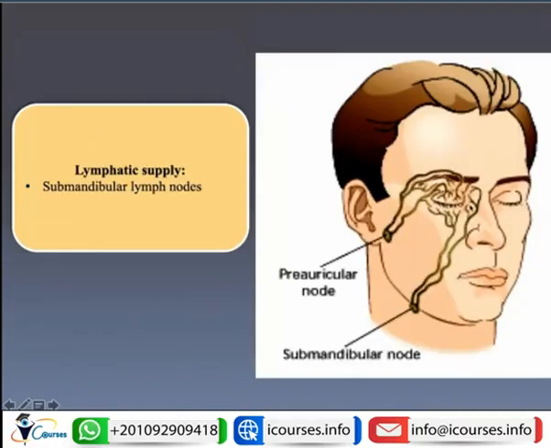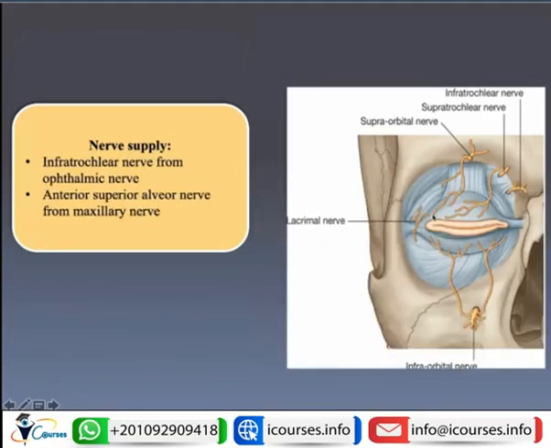As for the lymphatic supply, since the nasolacrimal duct is present medially, it drains into the medial group, which drains into the submandibular lymph nodes. The nerve supply is from the infratrochlear nerve, which is a branch of the ophthalmic nerve, and it receives another nerve from the maxillary nerve, which is called the anterior superior alveolar nerve. So this is the end of the lacrimal system and the ocular adnexa.